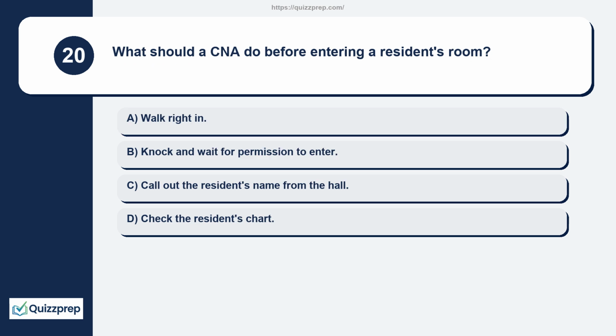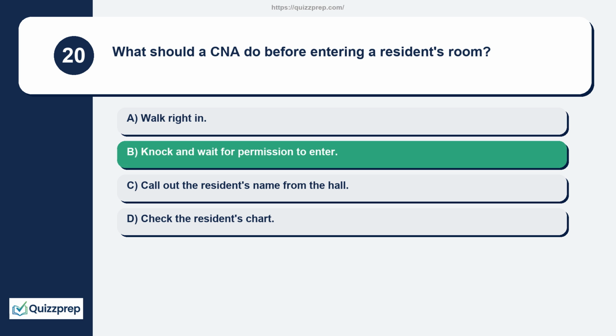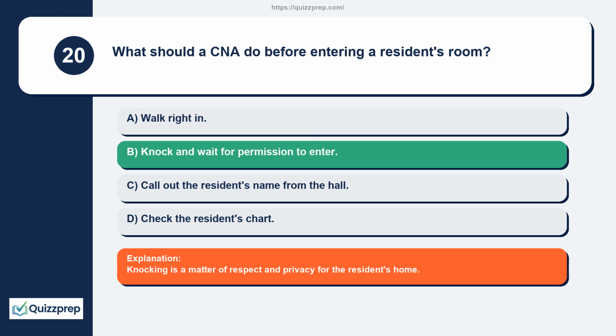Question 20. What should a CNA do before entering a resident's room? Walk right in, knock and wait for permission to enter, call out the resident's name from the hall, check the resident's chart. Knocking is a matter of respect and privacy for the resident's home.